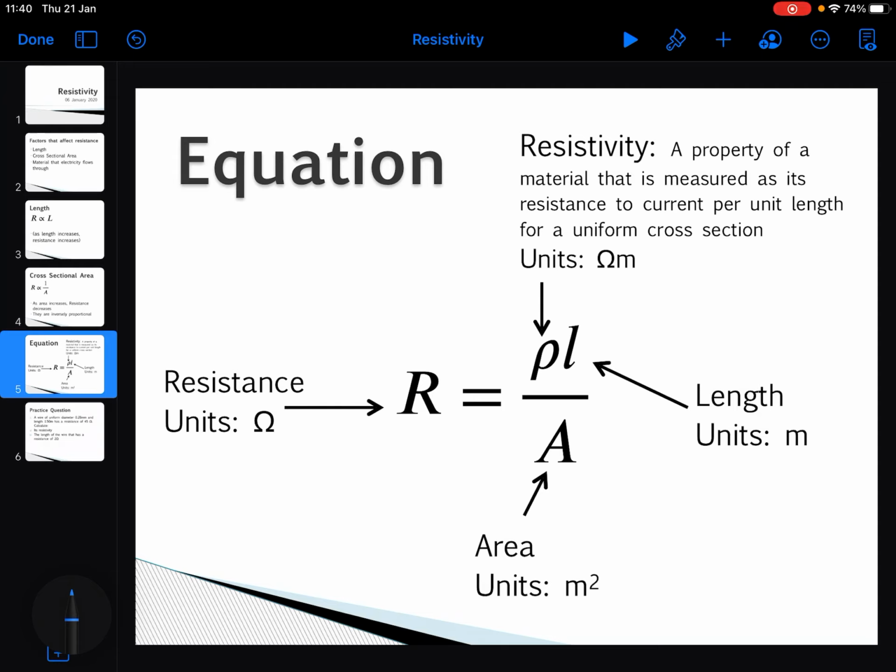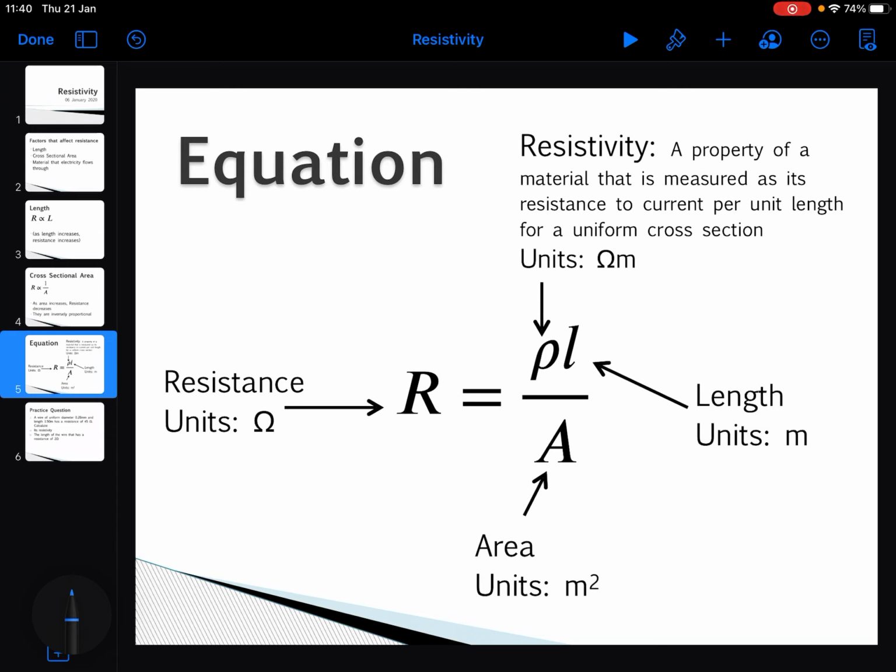So we've got an official definition here: a property of a material that is measured as its resistance to current per unit length for a uniform cross-sectional area. So that's like if you had 1 metre length of this with a 1 metre squared cross-sectional area, what would be the resistance? It is measured in ohm meters.